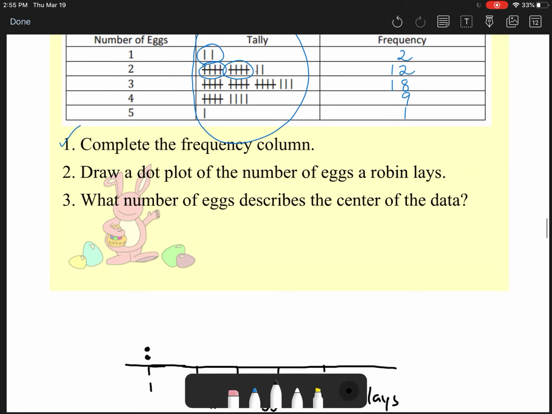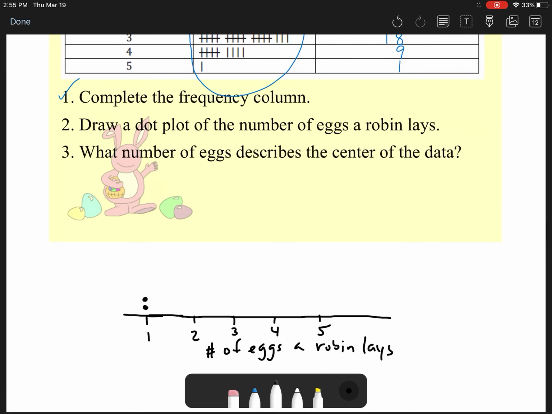We have 12 robins that can lay 2 eggs. So we need to draw 12 dots. 1, 2, 3, 4, 5, 6, 7, 8, 9, 10, 11, and 12.